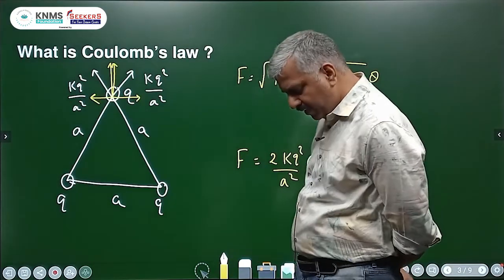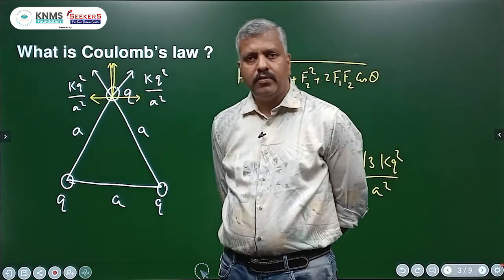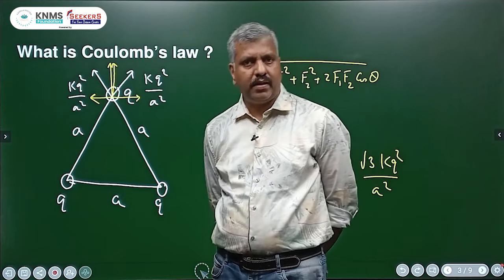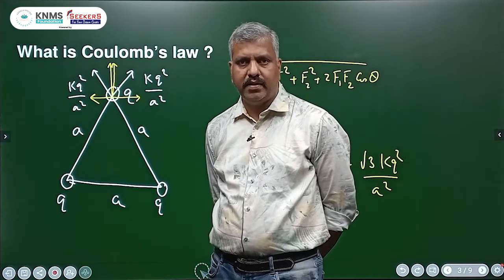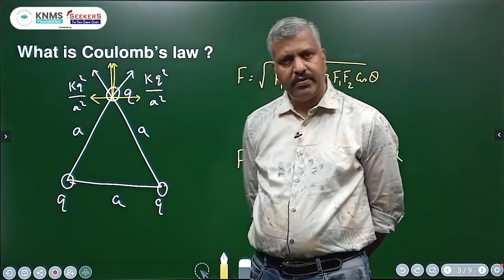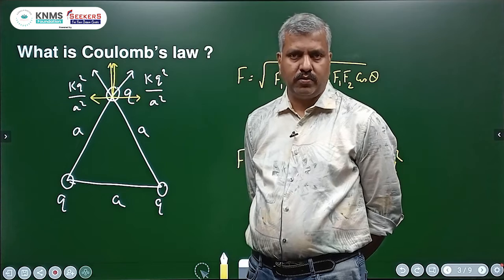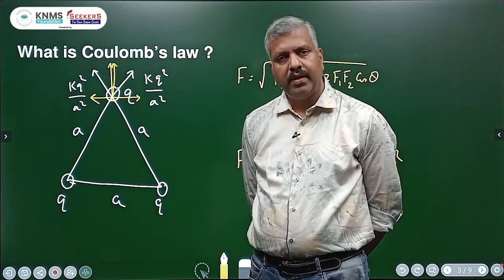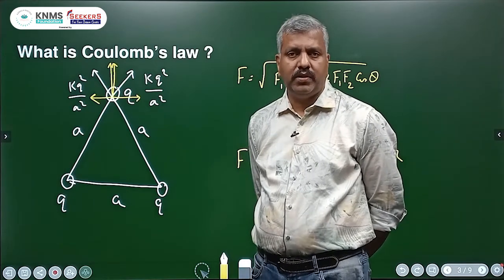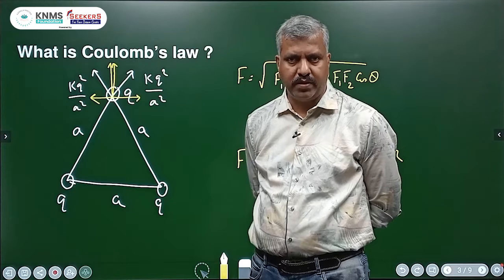So, I am explaining to you Coulomb's law. There we have seen what happens when there are two charges separated by a distance d, but sometimes there could be more than two charges also. What do we do in that case? In such a case, we will use the principle of superposition.